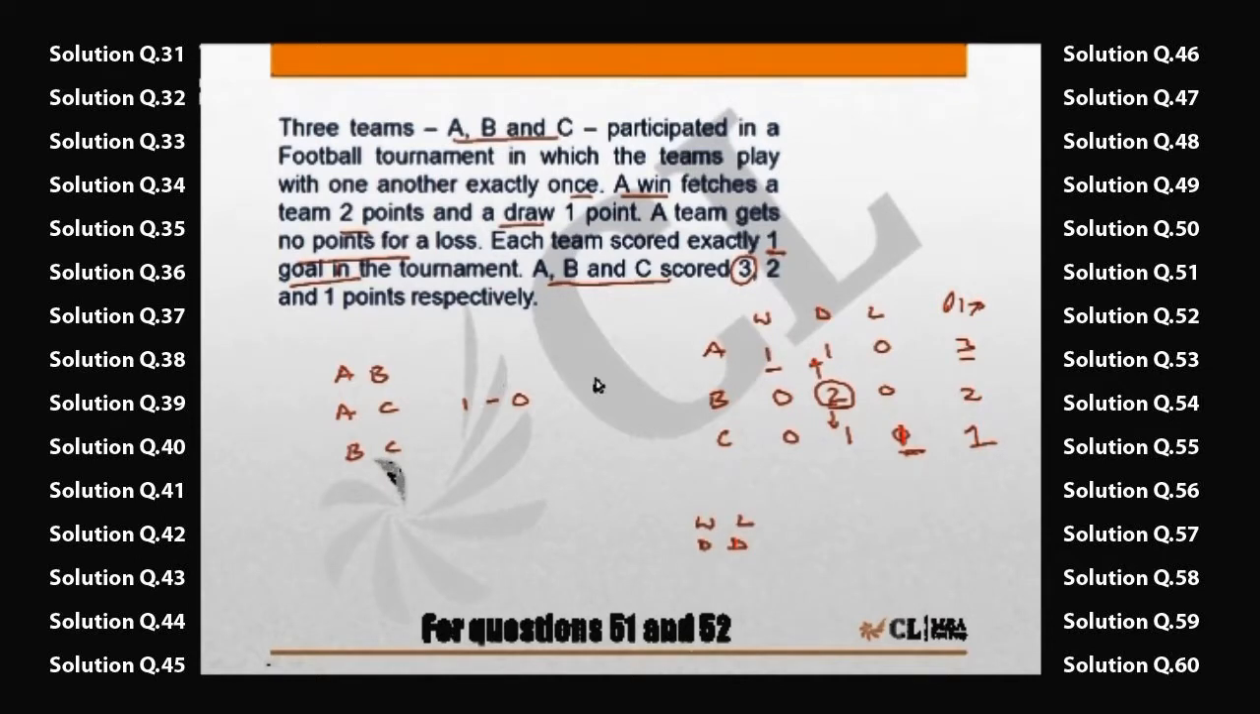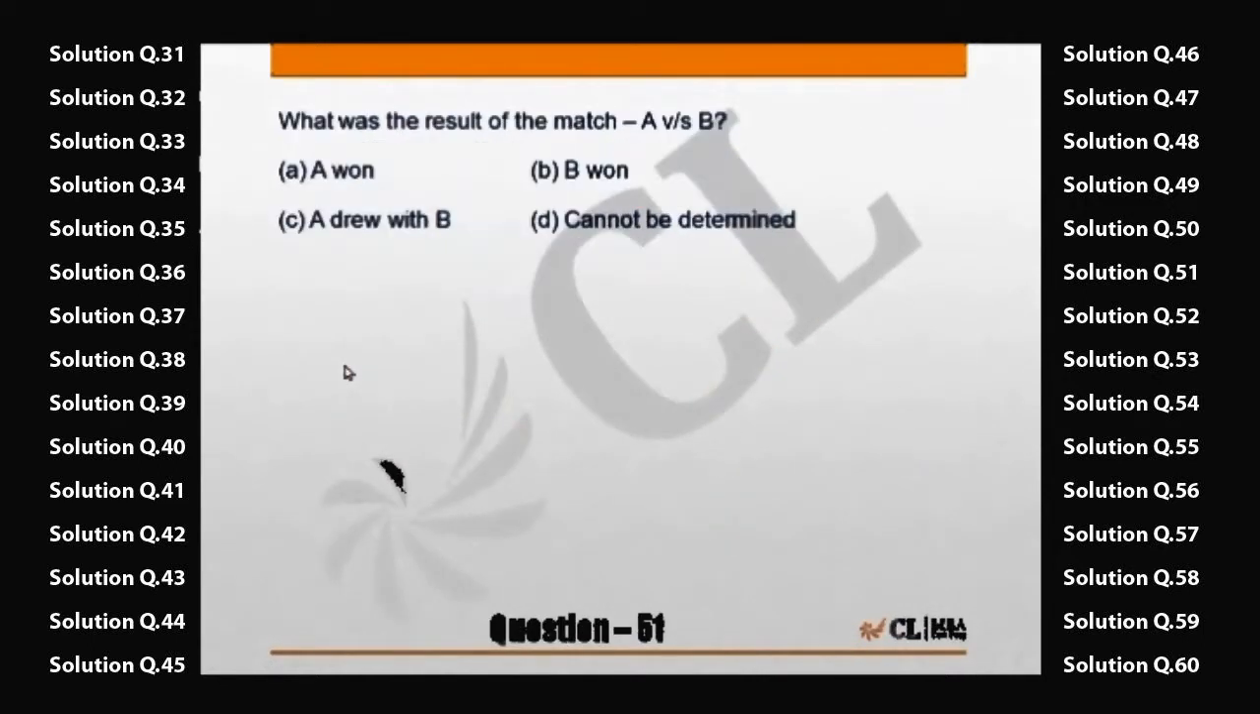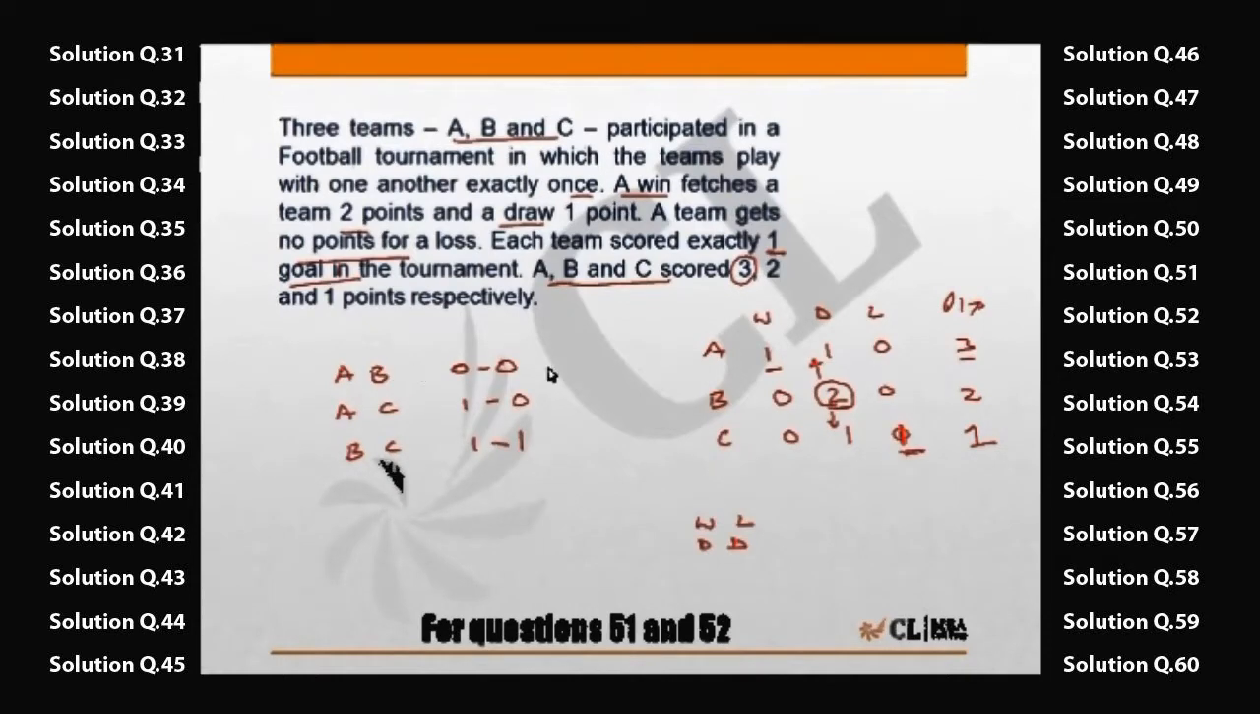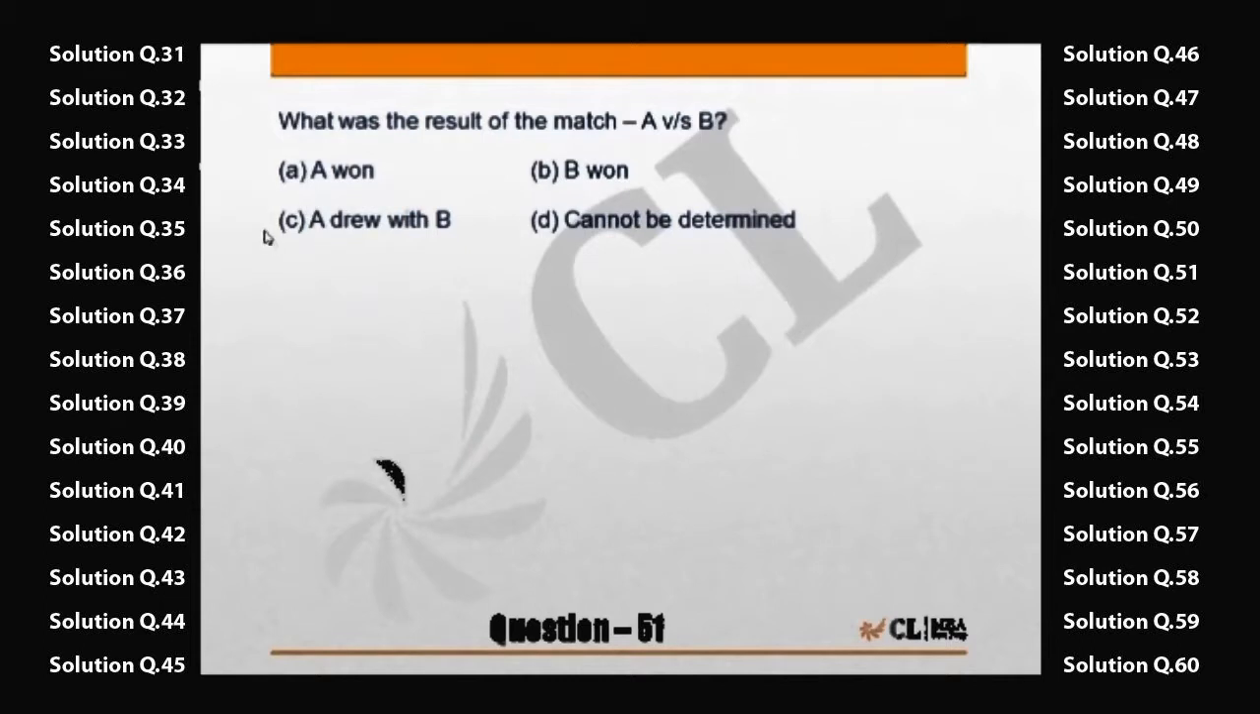Okay. If A has already used its one goal against C, that means its match against B must be a 0-0 draw. And since B and C have to use their one goal each, this must be a 1-all draw. So this is the situation. Now let's quickly go to the question. So AB is a 0-0, AC is a 1-0, BC is a 1-1 situation in terms of the matches they have played. What was the result of match of A versus B? A versus B, a draw. Okay. So A drew with B.